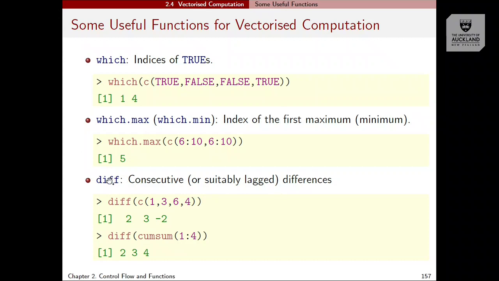Another one that's quite useful is diff, which essentially takes a vector and gives you the differences between the elements. It will always be one element shorter than your input, because there are only n-1 differences between the values. So in this case, it goes 3 minus 1 is 2, 6 minus 3 is 3, 4 minus 6 is minus 2.